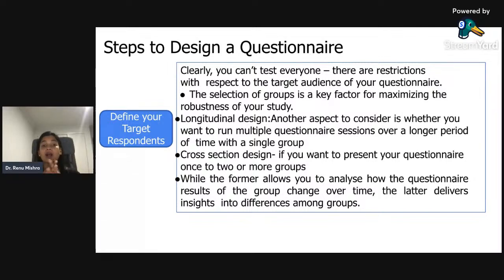However, the cross sectional design tells me what the difference is between different people. For example, I have given one questionnaire to a female group and one to a male group, so I want to understand their investment perspectives. That way. All right.